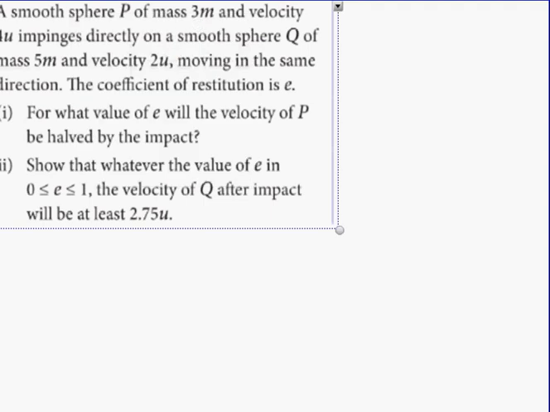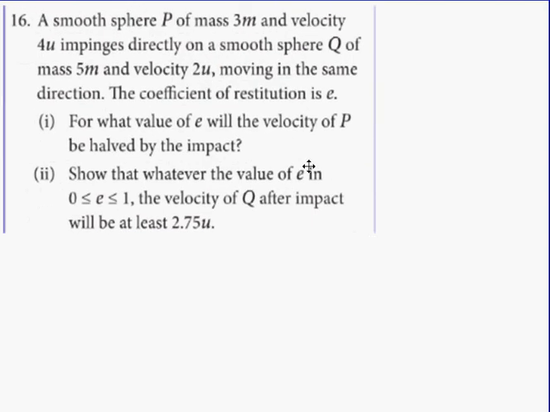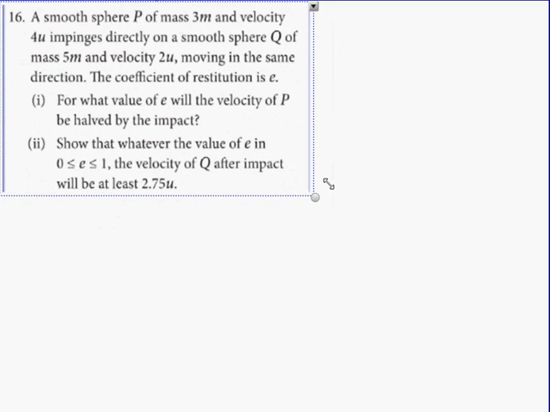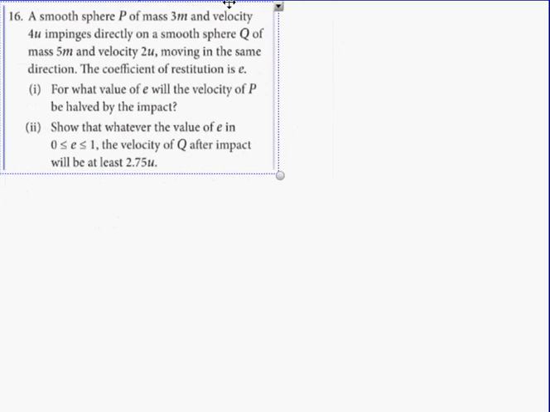So question 16. A smooth sphere P of mass 3m and velocity 4u impinges directly on a smooth sphere Q of mass 5m and velocity 2u, moving in the same direction. The coefficient of restitution is e. For what value of e will the velocity of P be halved by impact?